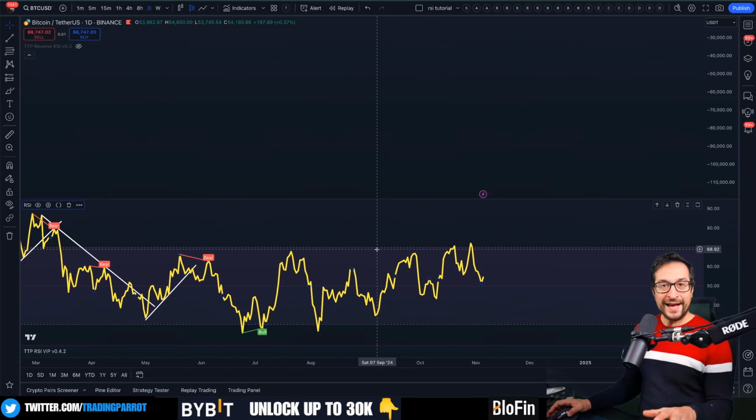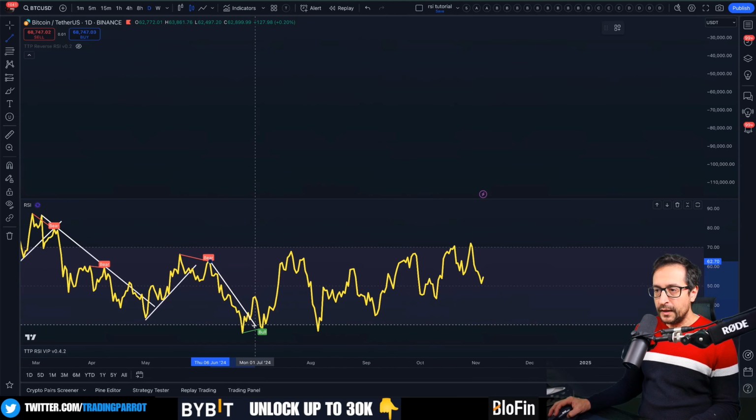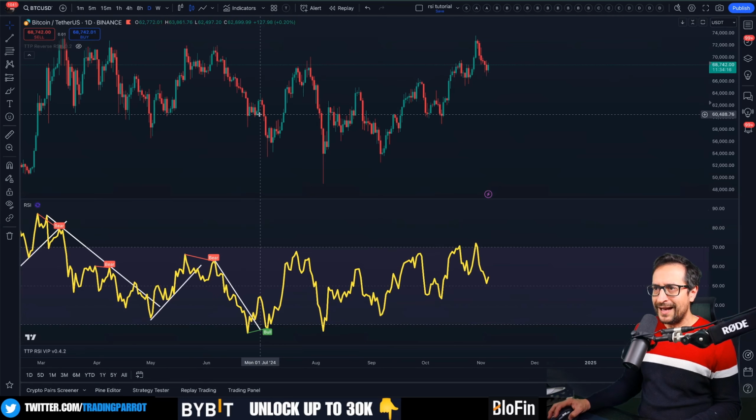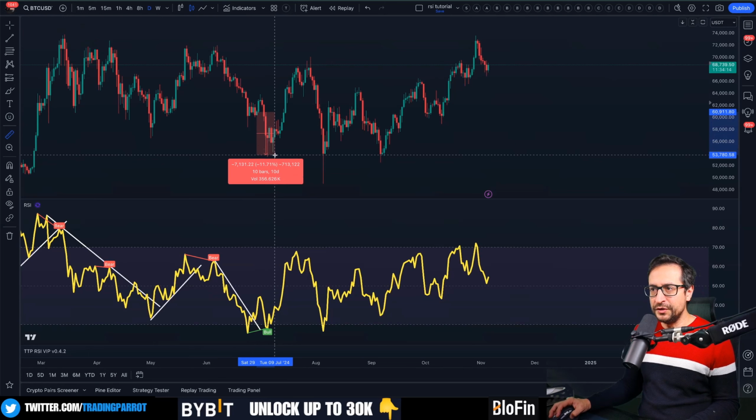So let's do the exercise of identifying things. For example, here you get a setup. Pretty cool because it breaks out there and then it comes back and it puts a higher high with a hidden bullish divergence. At this point in time, the price continues to go lower. So risk management is a must.